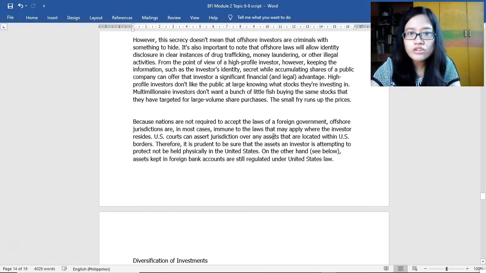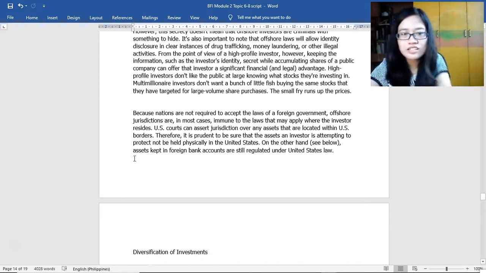Because nations are not required to accept the laws of a foreign government, offshore jurisdictions are in most cases immune to the laws that may apply where the investor resides. U.S. courts can assert jurisdiction over any assets that are located within the U.S. borders. Therefore, it is prudent to be sure that the assets an investor is attempting to protect not be held physically in the United States. On the other hand, assets kept in foreign bank accounts are still regulated under United States law.